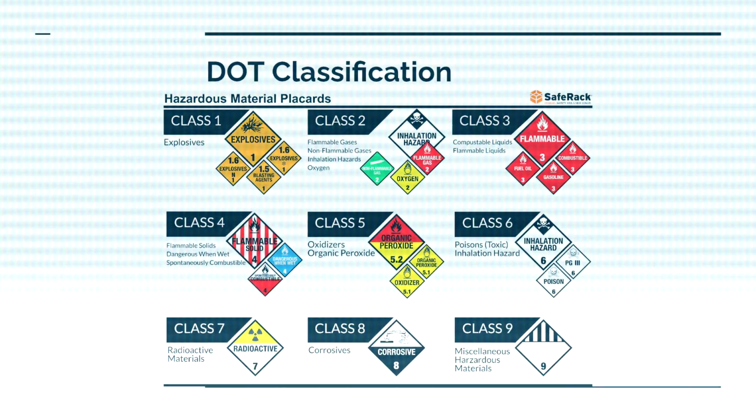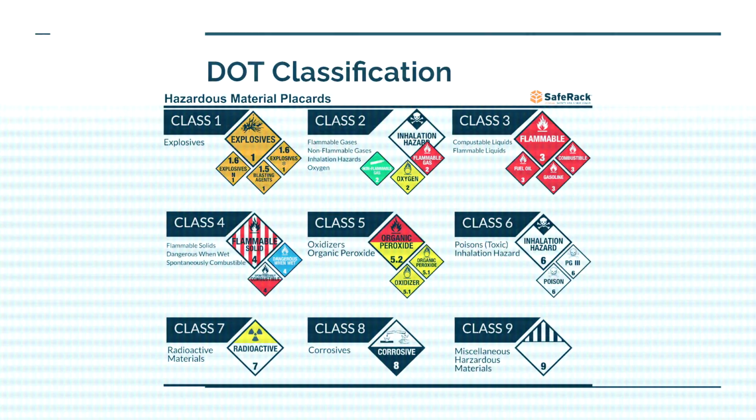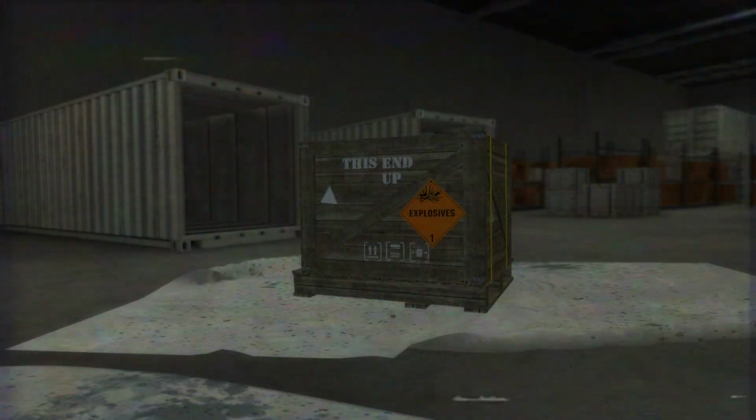Class 1 contains explosive products or potentially explosive products. 1.2. Products with the potential to create projectile hazards. 1.3. Products with the potential to create fire or minor blasts. 1.4. Products with no significant risk of creating a blast. 1.5. Products considered to be very insensitive that are used for blasting agents. 1.6. Products considered extremely insensitive with no risk to create mass explosion.